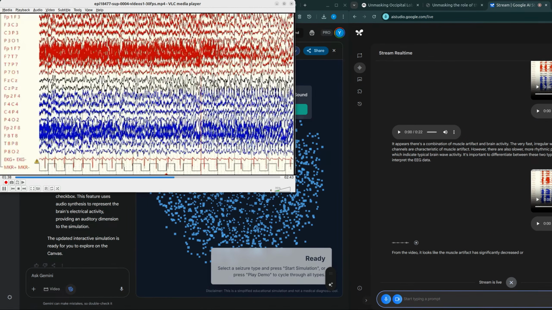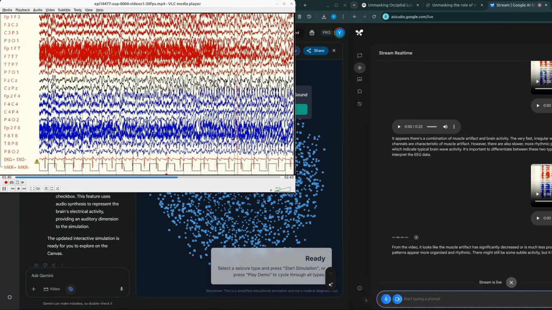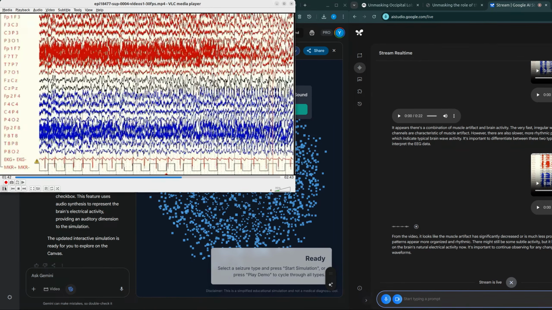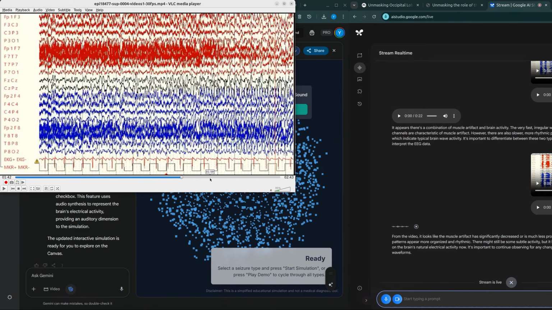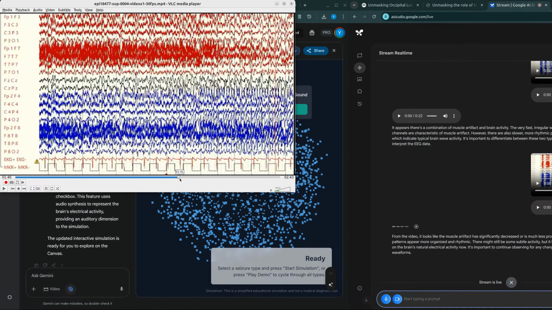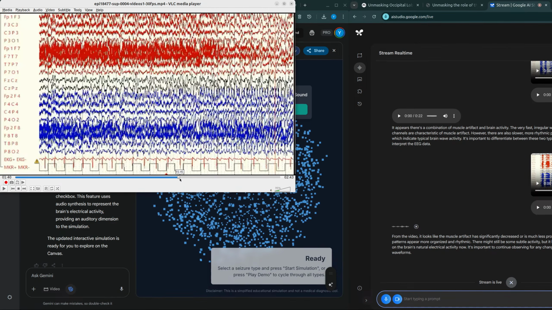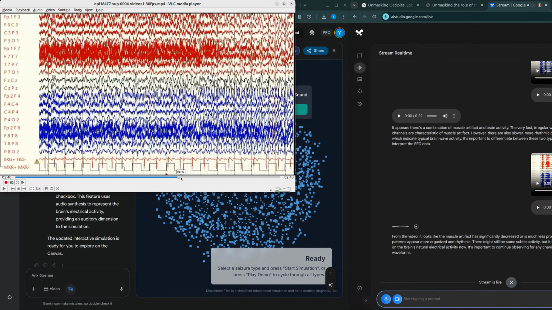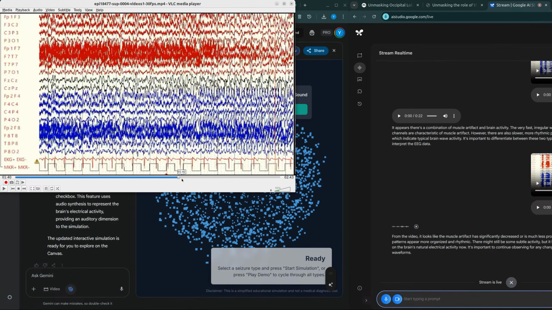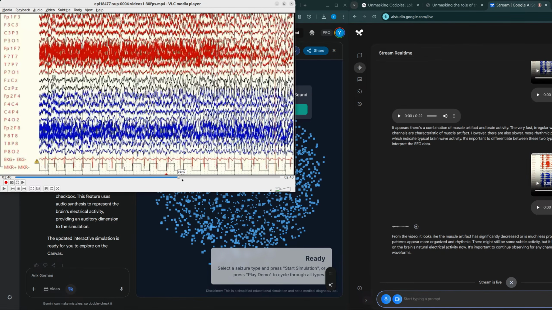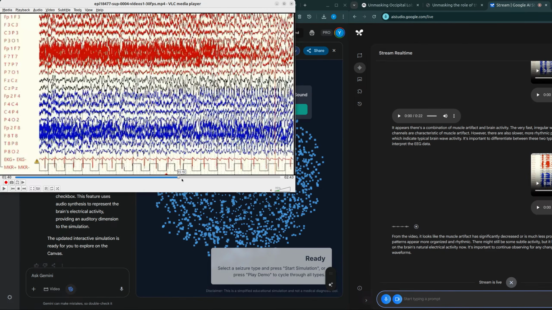From the video, it looks like the muscle artifact has significantly decreased or is much less prominent now. The brainwave patterns appear more rhythmic. There might still be some subtle activity, but it looks like the focus is more on the brain's natural electrical activity now. It's important to continue observing for any changes or anomalies in the waveforms.